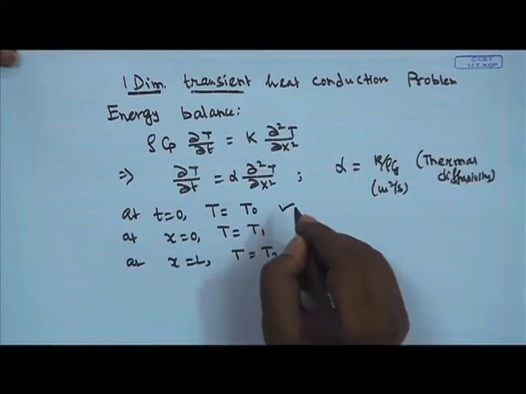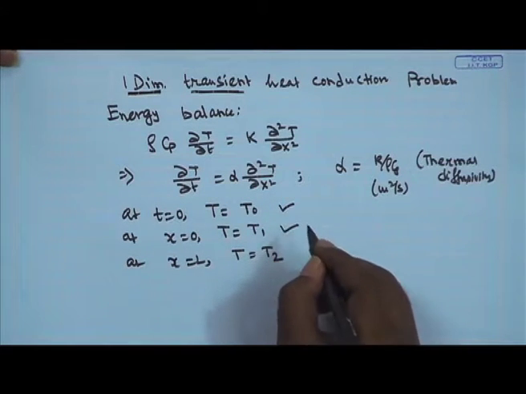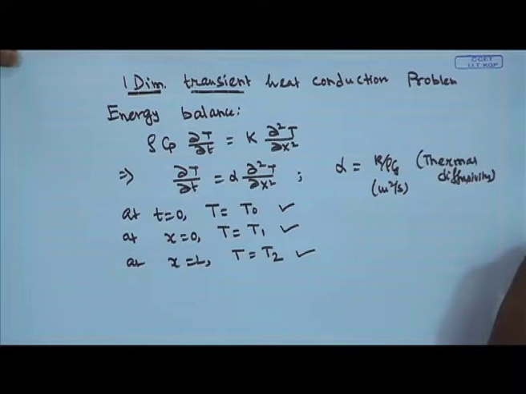And if you look into this problem, there are 3 sources of non-homogeneity present. One source of non-homogeneity is in the initial condition, another is the boundary condition located at x equal to 0, and another is the boundary condition located at x is equal to L. So now we will make it non-dimensional, and during the non-dimensionalization process we will try to minimize the number of non-homogeneities in the system, so that the rigidity of the solution will be decreased.